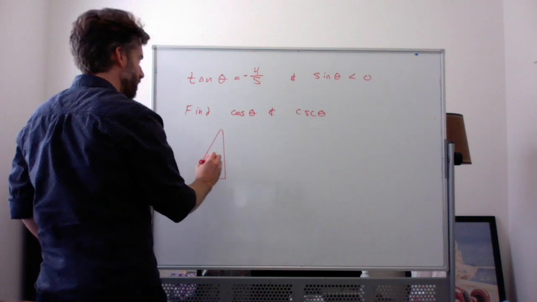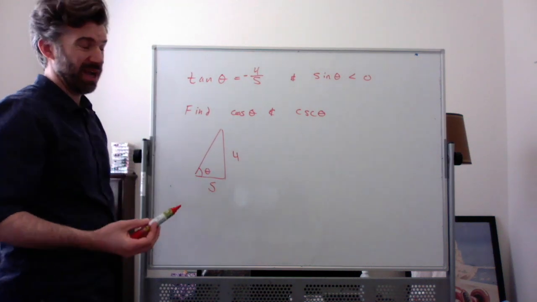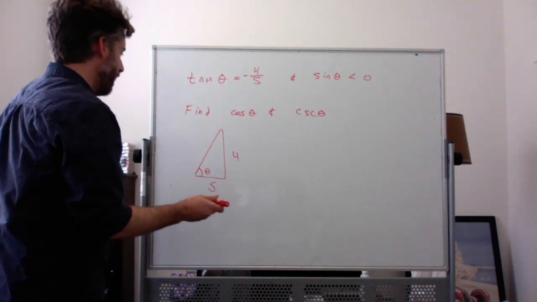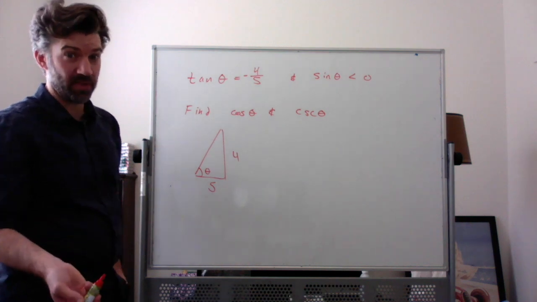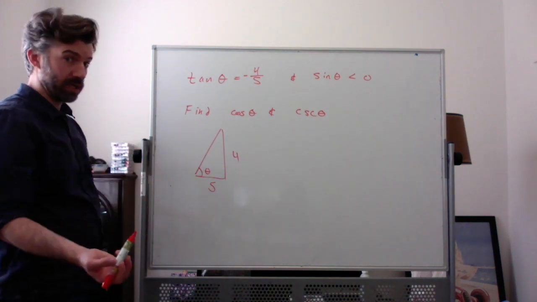I'm just going to say tangent is opposite over adjacent, and I'm not going to worry about the fact that one of these is negative. It's not a big deal. And then I'm going to find the third side. The third side is not 3, right? This is not a 3, 4, 5 triangle because the hypotenuse should always be the longest side.